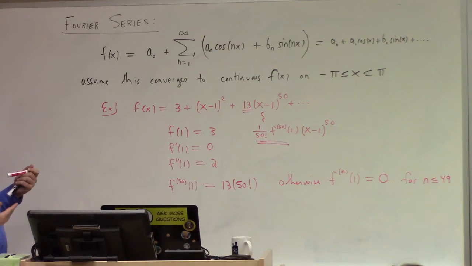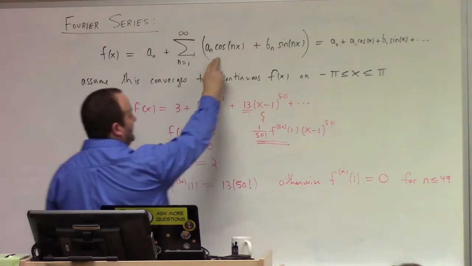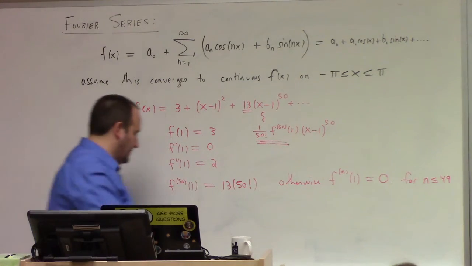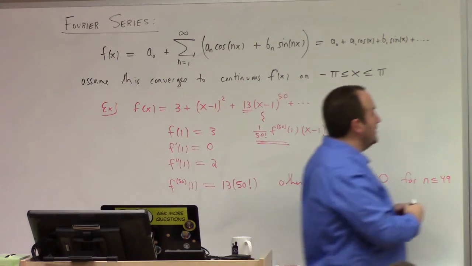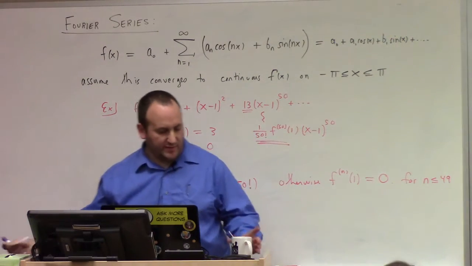Well, how do we figure out these Fourier coefficients? How do you figure out what a sub naught is, a sub n is, b sub n is? Like, what are those in this thing? So what he does, again, this is a supplement to Stuart.